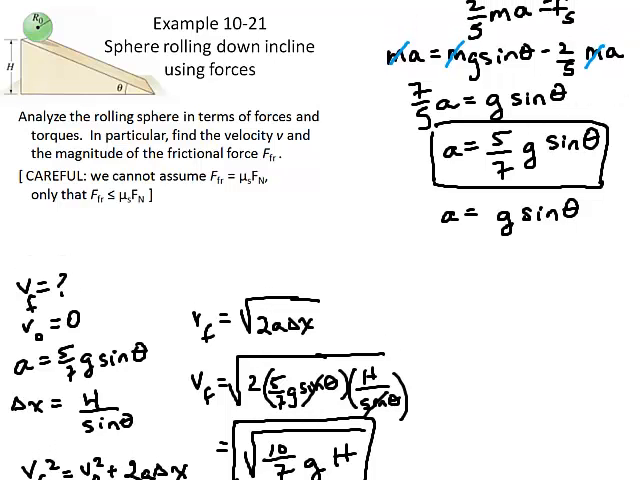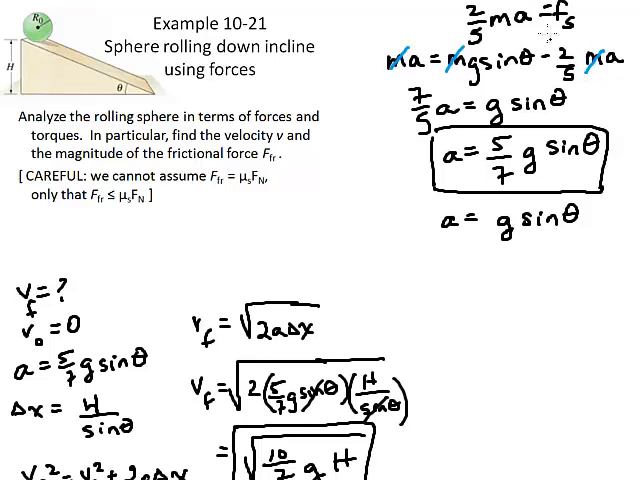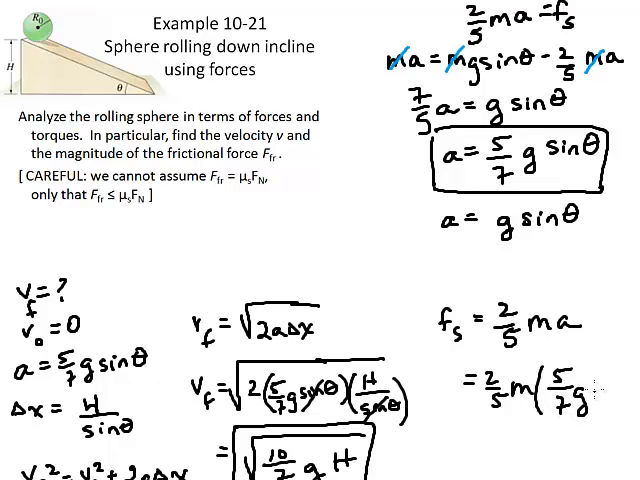The last thing we set out to find was the force of static friction, which we can find using the formula that the force of static friction is 2/5 times m times a. We know that a is equal to 5/7 g sine theta, so when we plug that in, we get 2/5 times m times 5/7 g sine theta, and we get that the force of static friction, Fs, is equal to 2/7 mg times the sine of theta.